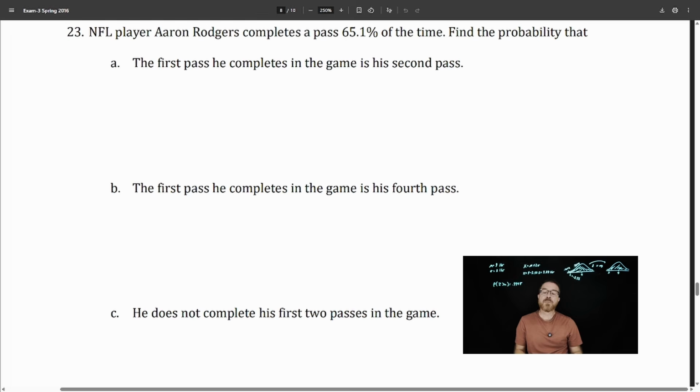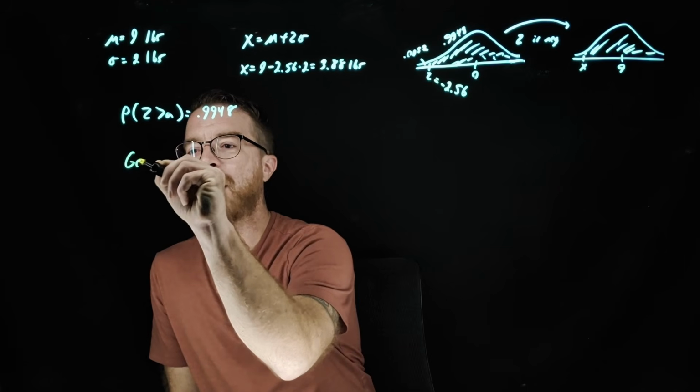Problem 23 says that NFL player Aaron Rodgers completes a pass 65.1% of the time. Find the probability that A, the first pass he completes in the game is his second pass, B, the first pass he completes in the game is his fourth pass, and C, he does not complete his first 2 passes in the game. Based on this, this is going to be a geometric probability distribution problem.